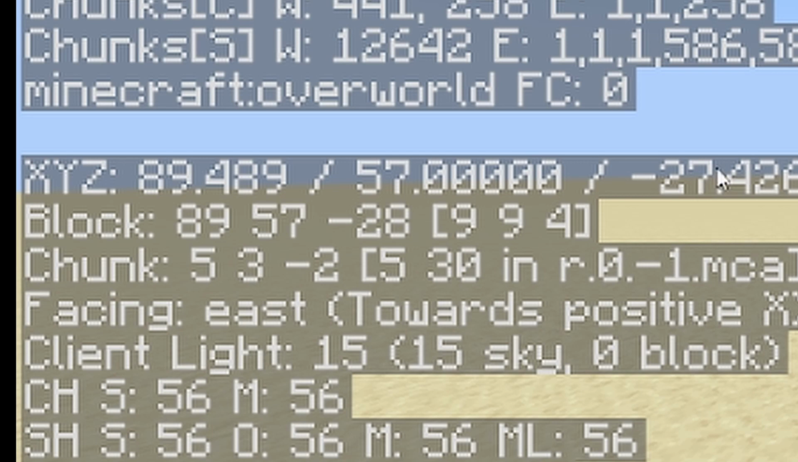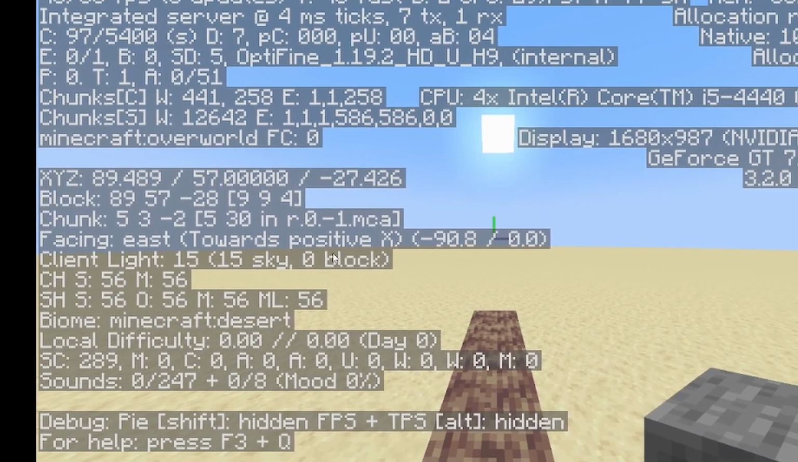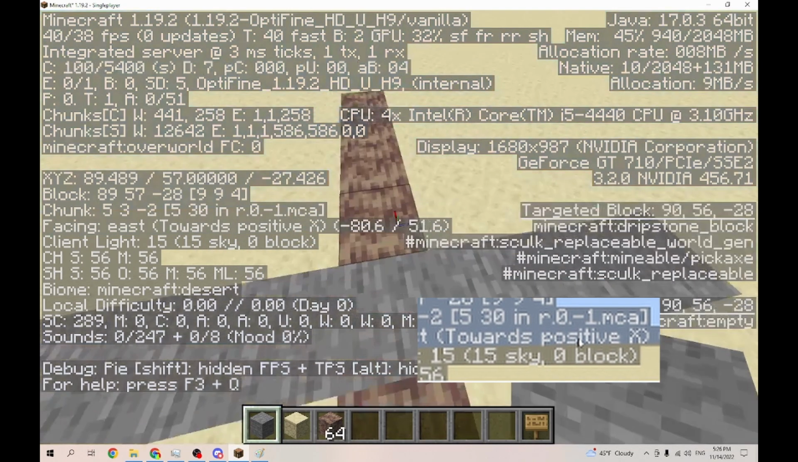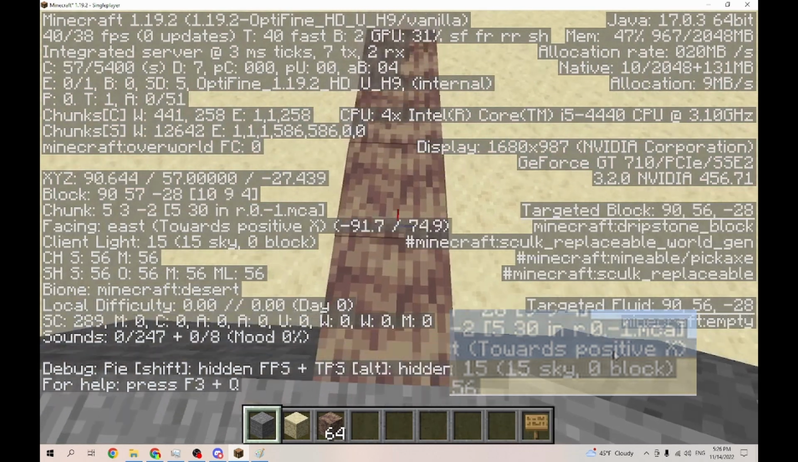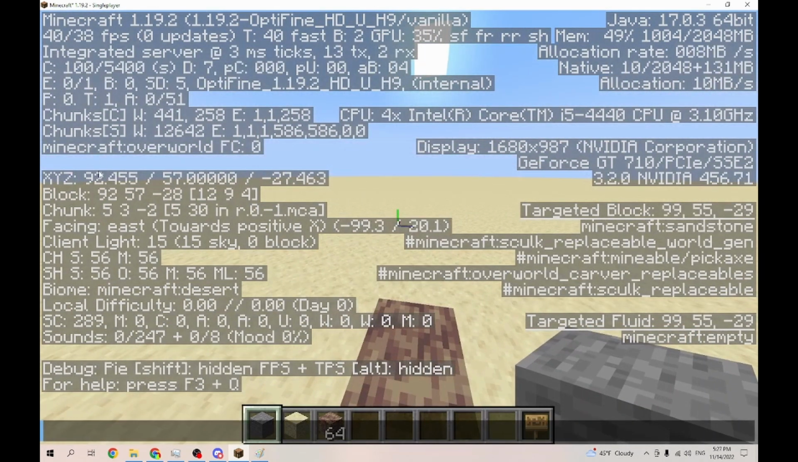So, if I go 3 blocks in this direction I'm facing right now, I'm going to be at X, which is the first number, remember, 92. The reason for it is because I'm facing, here again, facing towards positive X. So if I just go 1, 2, 3 blocks, now X 92.